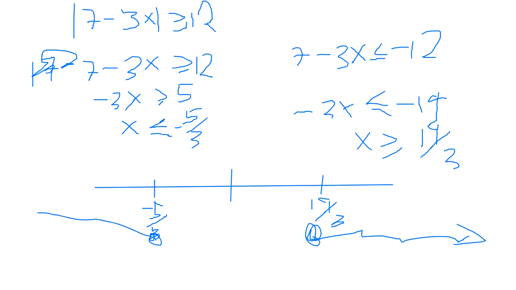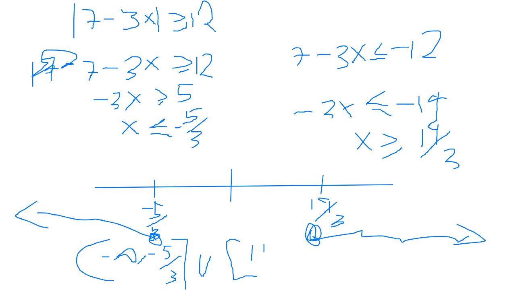You see? Yes. So if you are writing it in interval form, it will be negative infinity to negative 5 over 3. Have you seen that? Yes. This one will be a parenthesis, but this one will be a closed bracket. Union closed bracket 19 over 3 to positive infinity.